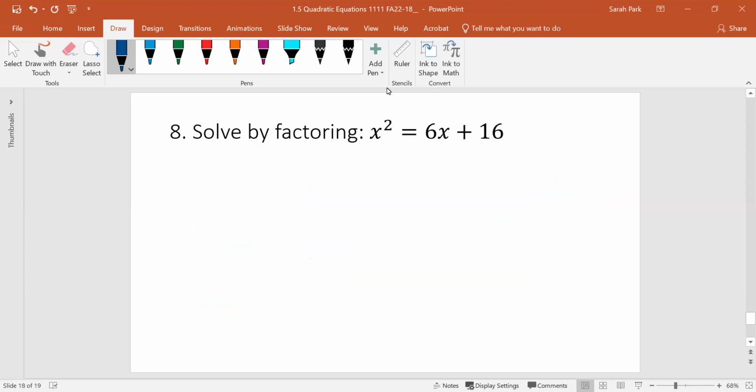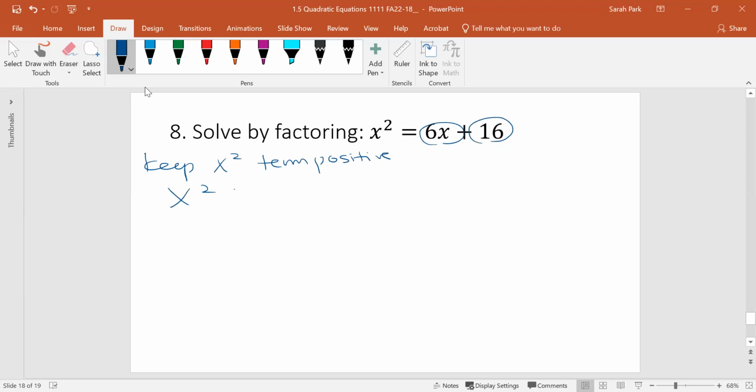Okay, number 8, again solving by factoring: x squared equals 6x plus 16. You always have to set it equal to 0 first in order to factor. There are two ways to set it equal to 0, right? You can subtract x squared, or we could subtract the 6x and 16. You want to leave the x squared alone to keep the x squared term positive. So in order to do that, we have to subtract the 6x and 16.